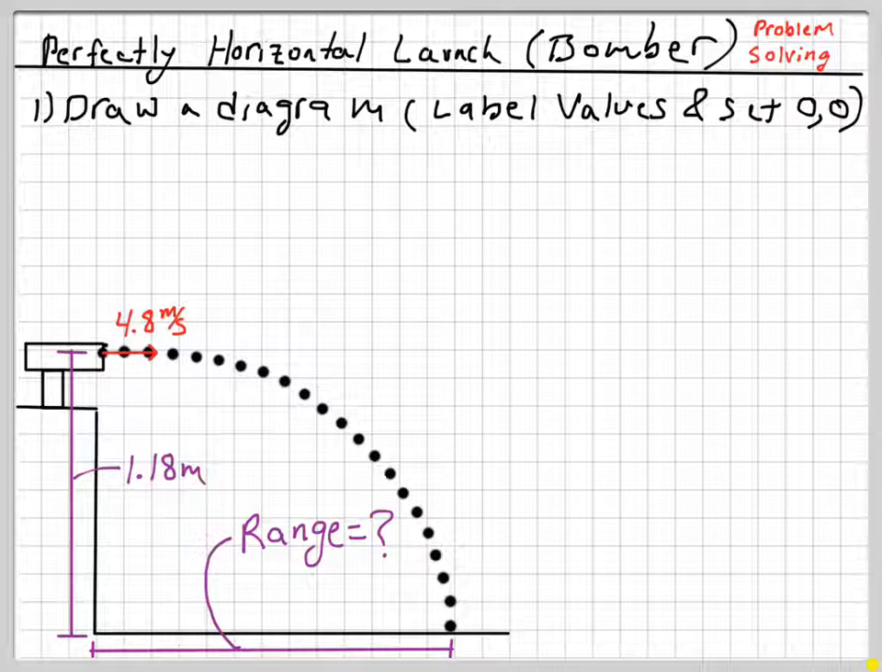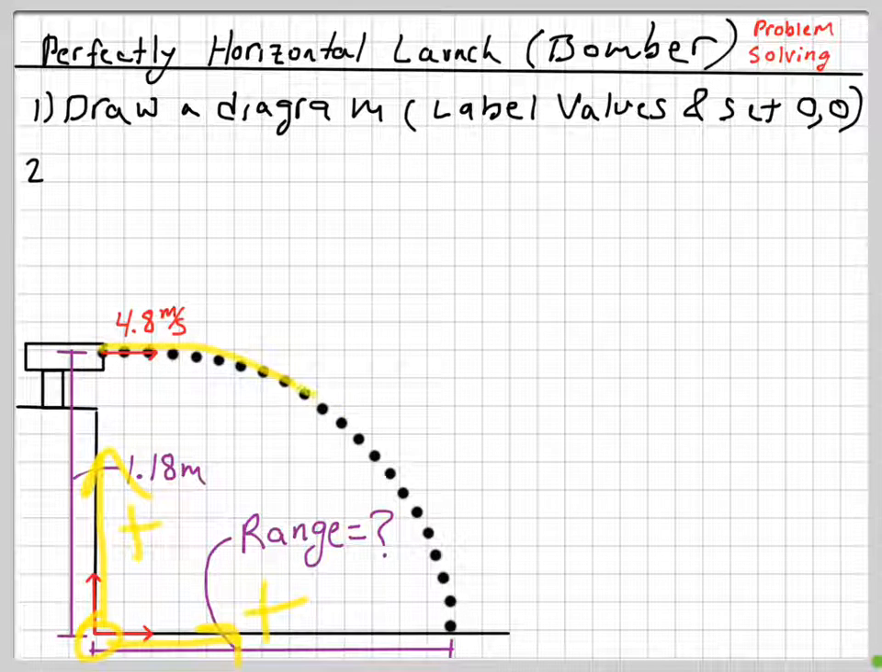So that's our diagram. The next thing we need to do is set our origin, 0, 0. Now, I recommend that you set your origin 0, 0 right down here. And the reason I recommend that is because by putting your origin 0, 0 down there, everything is positive. All these y values are positive, and all these x values are positive. So all the direction that the ball is going to travel is in the positive direction.